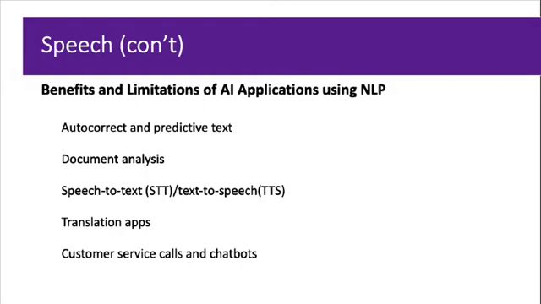Speech-to-text (STT) and text-to-speech (TTS). Benefits. Speech-to-text allows you to translate spoken words into text across multiple applications, and it's useful for things like hands-free texting, dictating voicemail messages, or creating a quick transcript or video captioning.